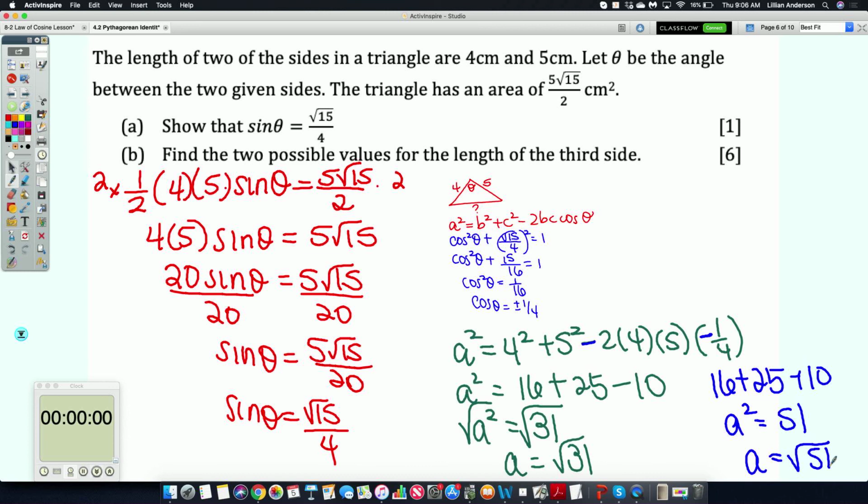Because it'd be 5 squared. And then a fourth of 4 is 1. The negative and negative make a positive.